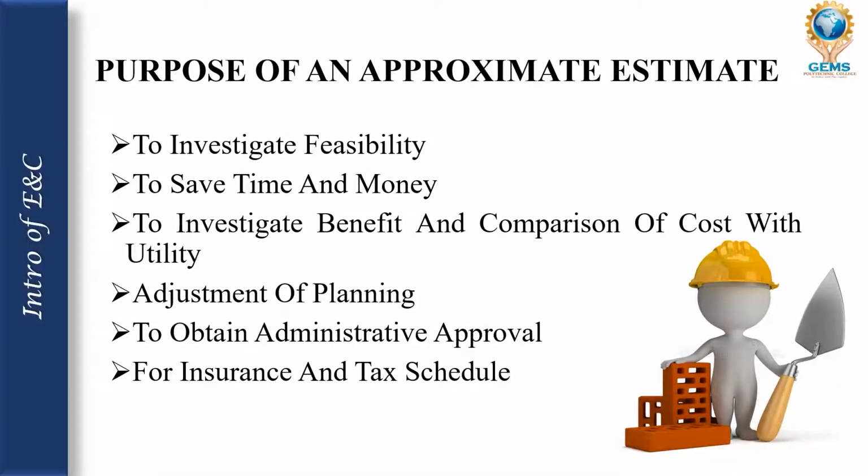Now the purpose of approximate estimate. First, to investigate feasibility. Feasibility means whether it will be within the budget or not. Then the second one is to save time and money. Then to investigate benefit and comparison of cost with utility. Utility means usage. Then adjustment of planning. Then to obtain administrative approval for insurance and tax schedule. These are the purposes of approximate estimate.